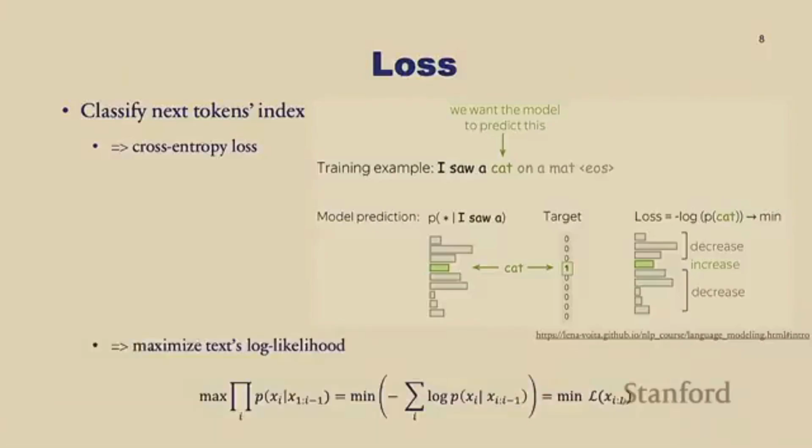One thing to notice is that, as you all know, this is just equivalent to maximizing the text log likelihood, because you can rewrite the max over the probability of this autoregressive language modeling task as the minimum over, I just added the log here and minus, which is the minimum of the loss, which is the cross entropy loss. So basically minimizing the loss is the same thing as maximizing the likelihood of your text. Any questions? Okay.